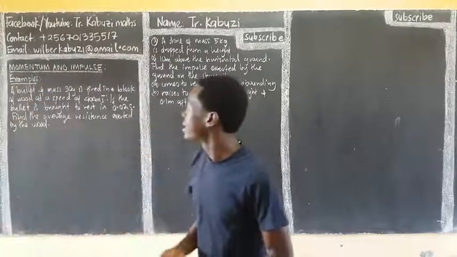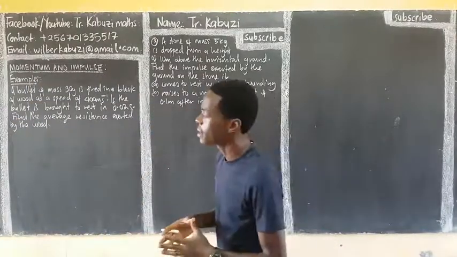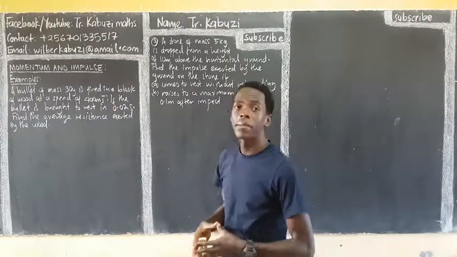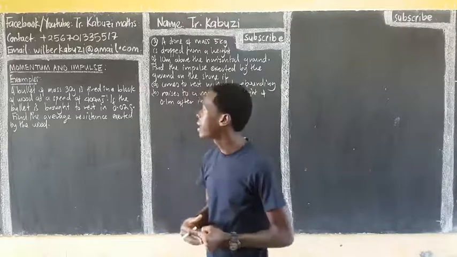My examples, let us see these two here. Now here we are going to see when we can use impulse and also momentum. So what I'm seeing is the relationship between momentum and impulse.